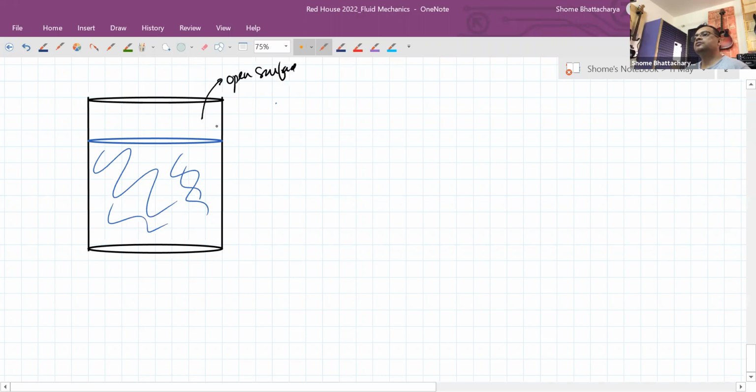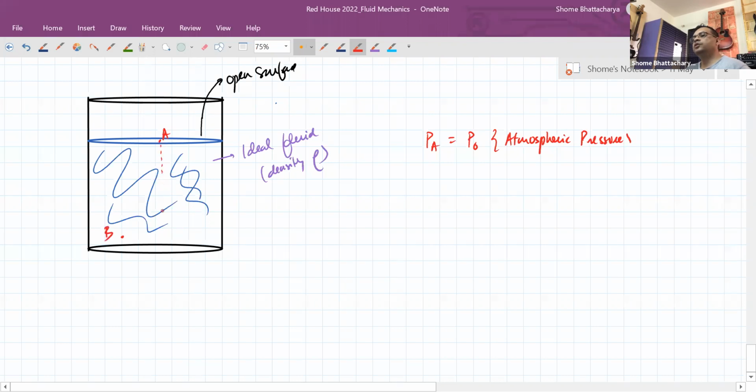Okay, so this one is the open surface of a fluid, and this is the ideal fluid of density rho. Now if we consider any point on the surface, we know that the reference point will be that one. It will be atmospheric pressure. Now for any other point, with respect to any point on the surface, all we have to know is the depth at which that point is lying.